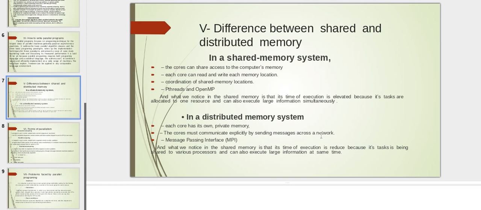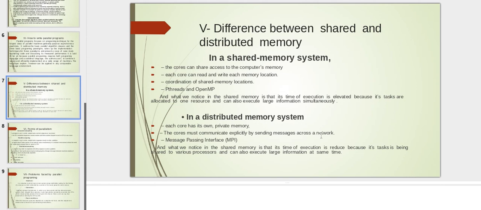When we talk about distributed memory, we also talk about networking, because the machines must be interconnected to share resources. The medium of sharing those resources is what we call MPI, which is known as the message passing interface. Also notice the time of execution is reduced, because sharing different tasks among different processors brings a quicker response and brings efficiency and accuracy. So we move to what we call the forms of parallelism.